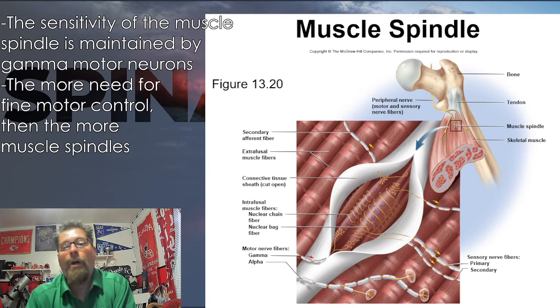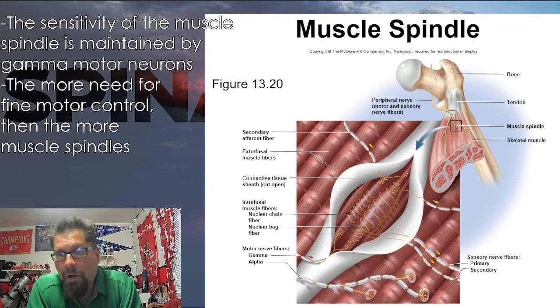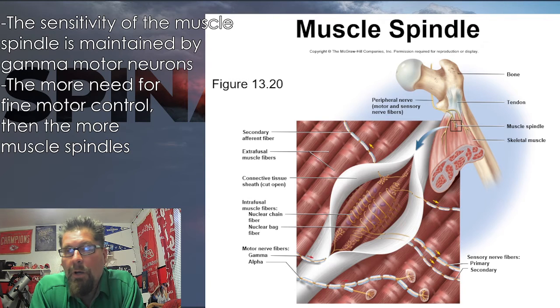Alright, so here's where I referenced gamma motor neurons earlier. The alpha neurons, as a reminder, are quick responders. If you need a fast message sent, it's the alphas that you're going to be using. And the gammas, as you can see here, are more for fine motor control. So the finer the motion or movement needs to be, the more gammas you're going to have. But again, we're looking at the muscle spindle here.